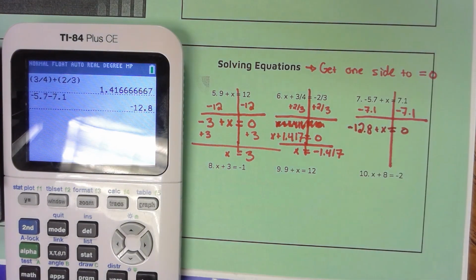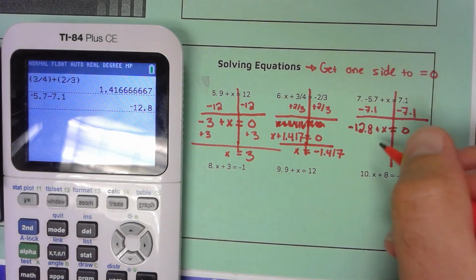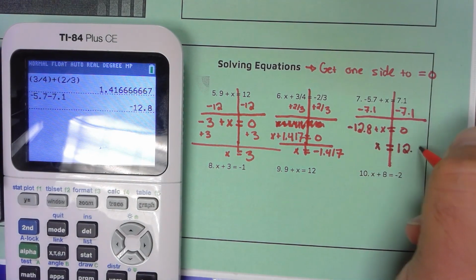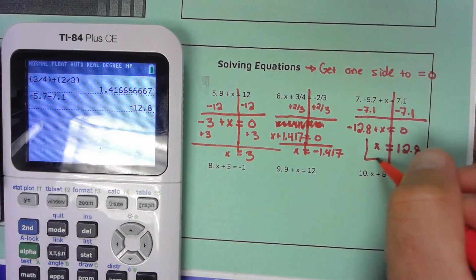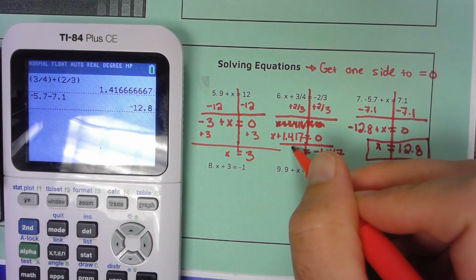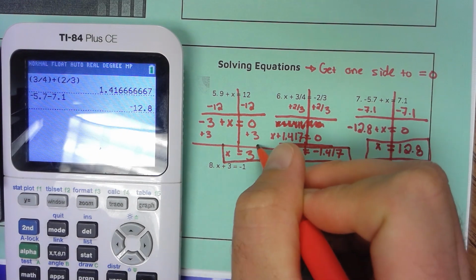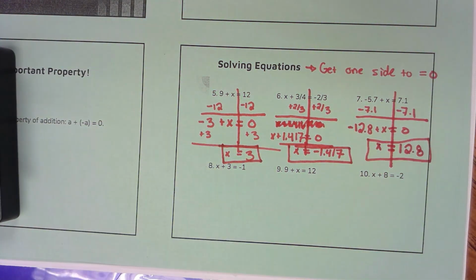Negative 12.8 plus x, now it equals 0. And so x needs to be the additive inverse of negative 12.8, just positive 12.8. Let's always put boxes around answers too. I should have been doing that early on, just so I know real clearly what answer you're trying to get to.